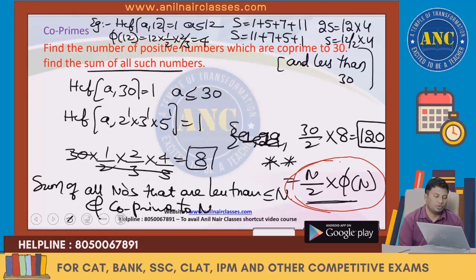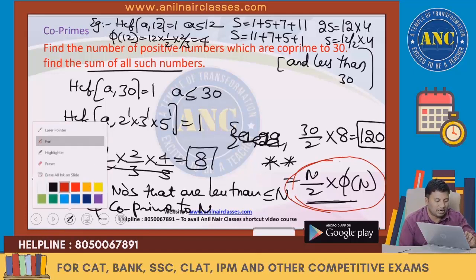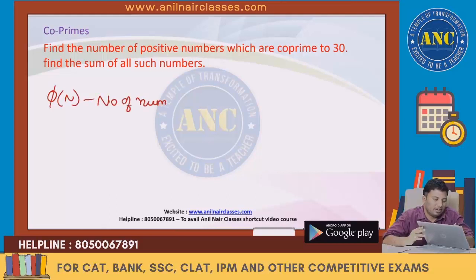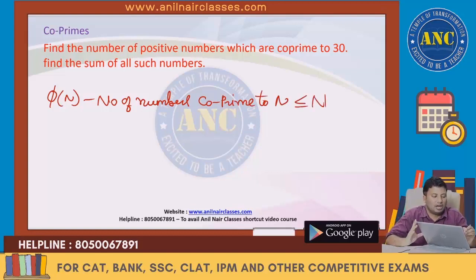N by 2 into phi of n. Please remember, do not get confused. Phi of n represents the number of numbers co-prime to n, that is, the number of numbers which are co-prime to n and less than or equivalent to n.